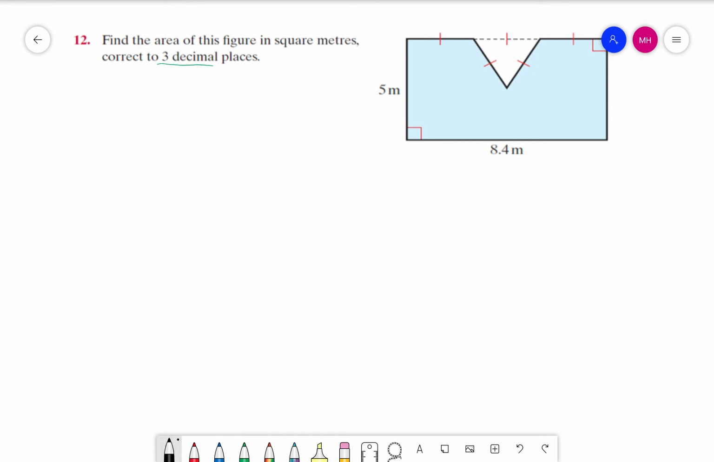Okay, so first thing you do is find the area of the rectangle. So it's going to be 5 multiplied by 8.4, and get out your calculators if you need it. 42 meters squared.